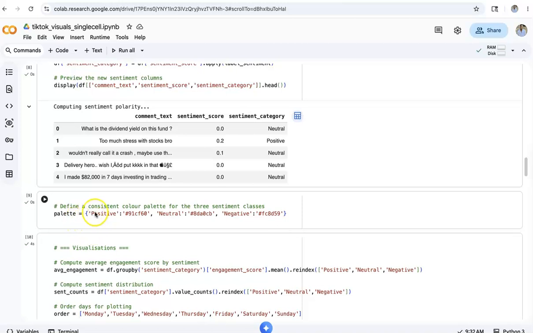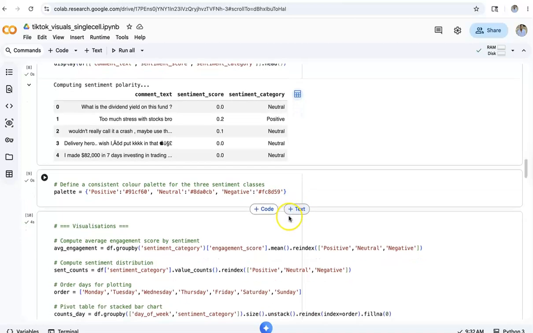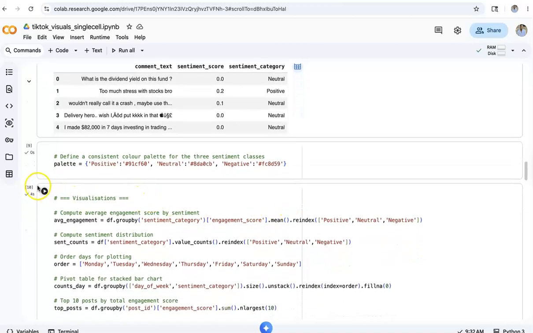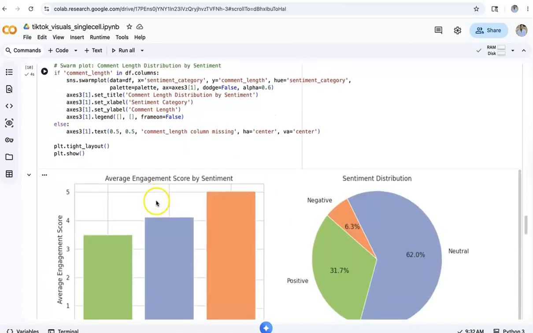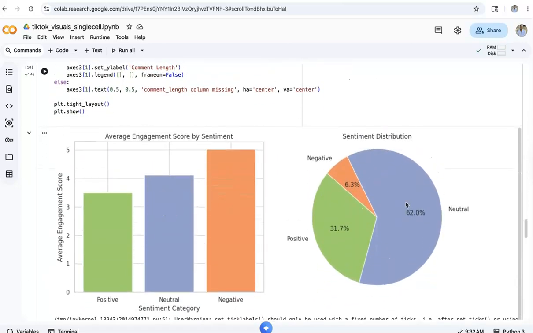Next, I defined a consistent color palette for the three sentiment classes, which were positive, negative, and neutral. I did this in order for my visualizations to have a consistent pattern throughout, so they look visually appealing. Next, I'll proceed with the visualizations. So I'll explain the visualizations.